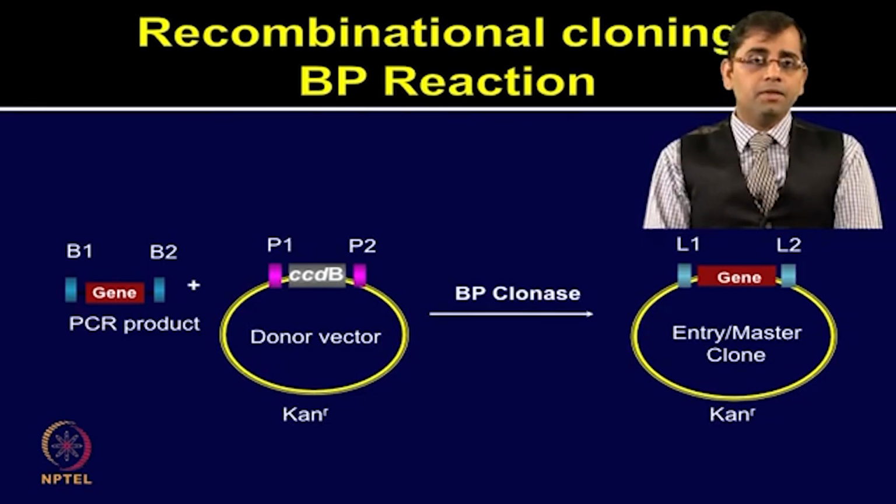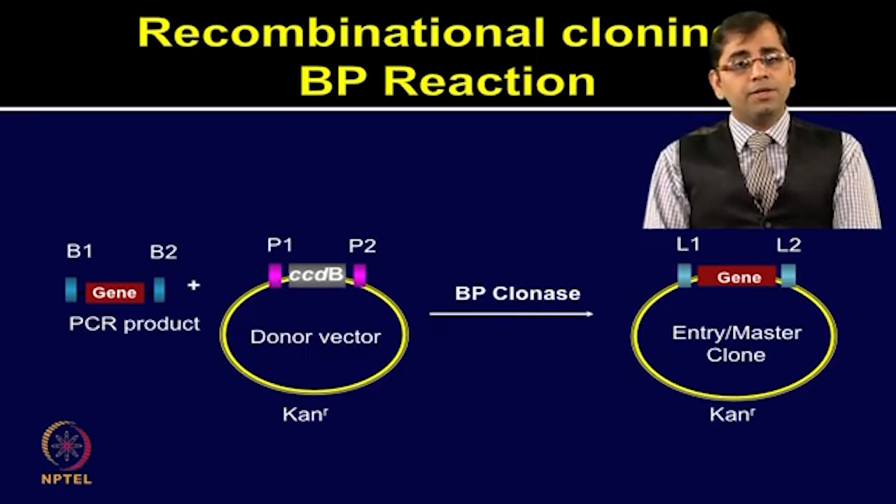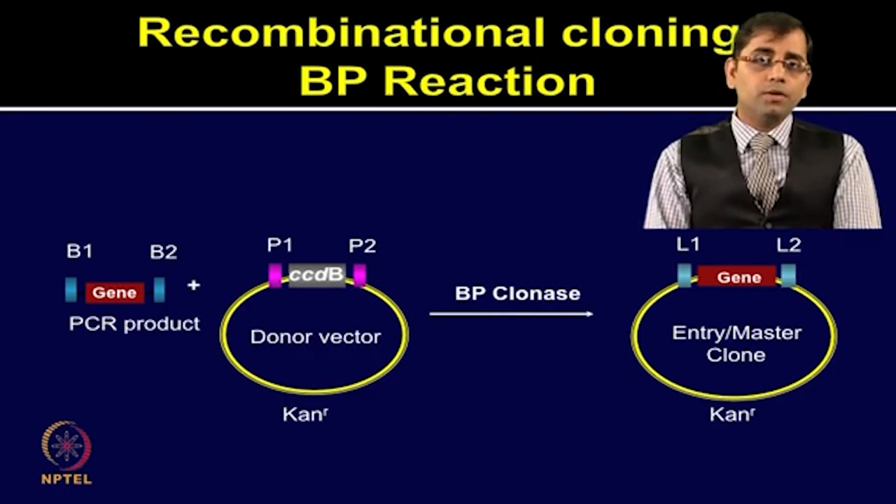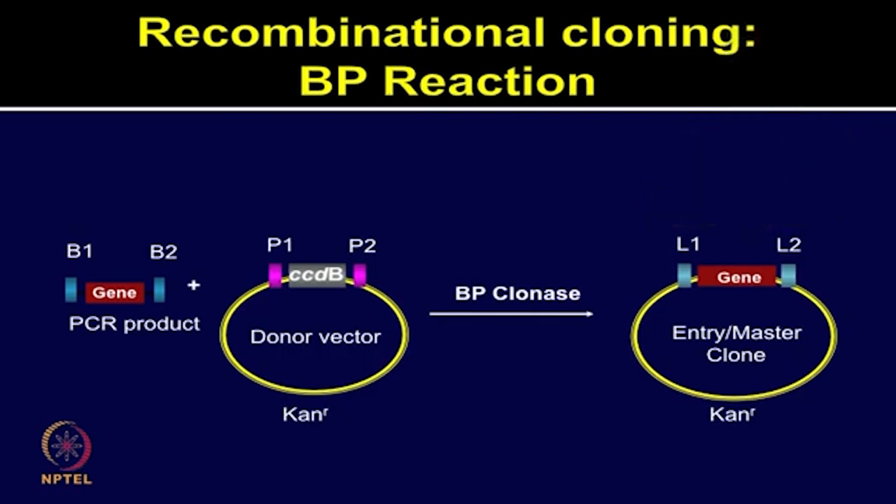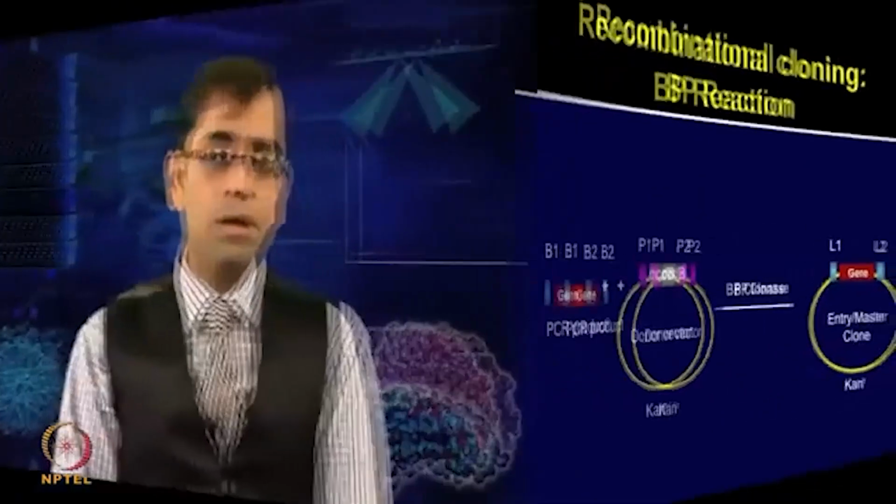This enzyme transfers the gene of interest at B sites to the donor vector which contains at P sites. So, once the BP reaction is completed, this entry or master clone can be taken for further LR reaction. Let us first talk about how the BP reaction is performed in the laboratory.